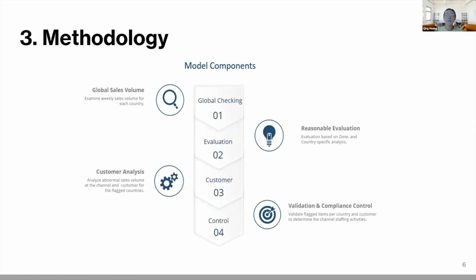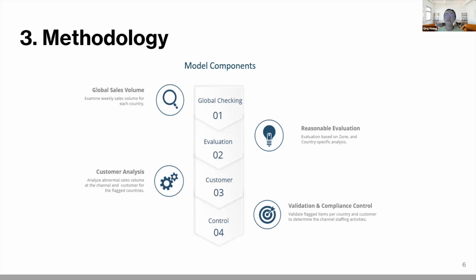And then after we identify the abnormal sales volume, we will do a reasonable evaluation of the first step results, because not all the abnormalities are caused by channel stuffing. So we need to make this subjective decision to exclude the abnormality that's not caused by channel stuffing.